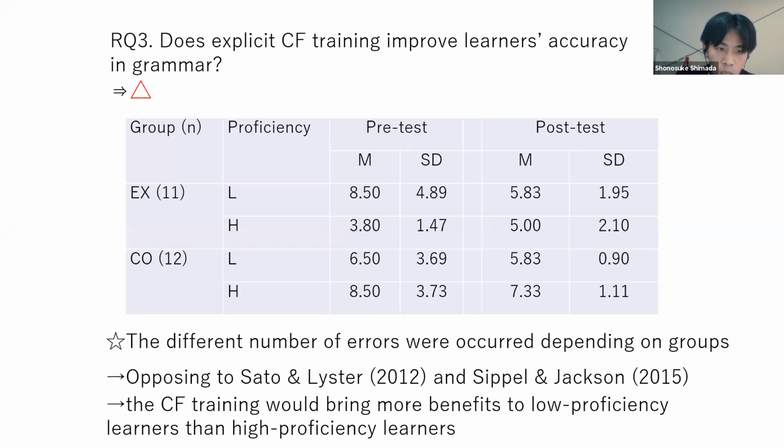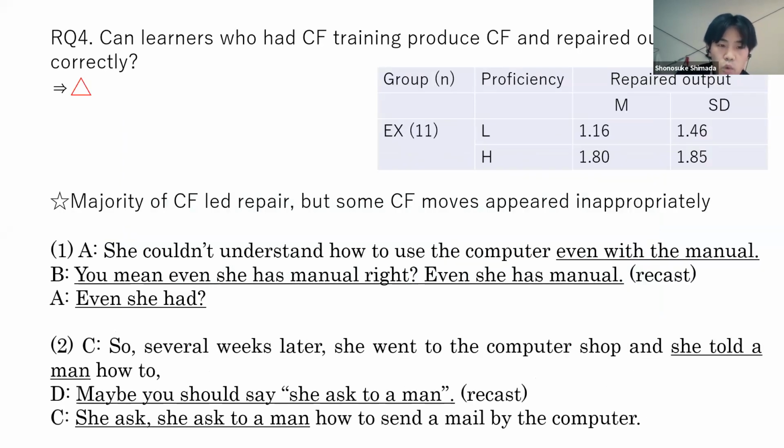The last research question asked whether students who had CF training produce CF and uptake successfully. Majority of uptake were properly occurred. However, some students failed to provide and receive CF correctly. Please look at some examples here.